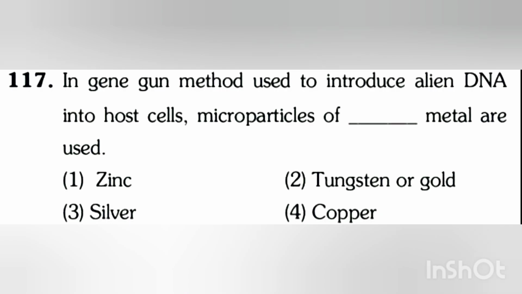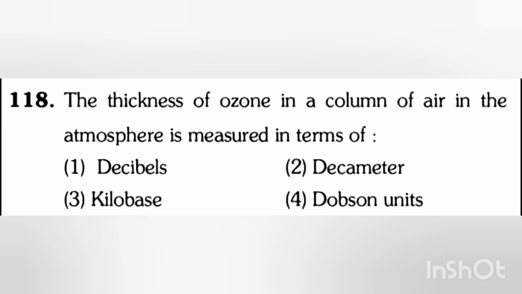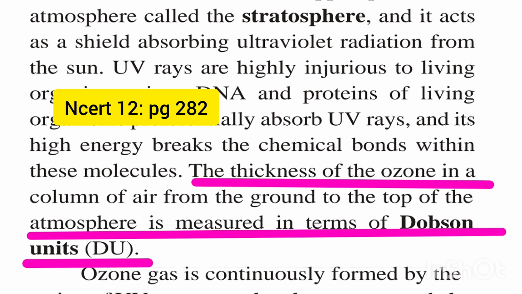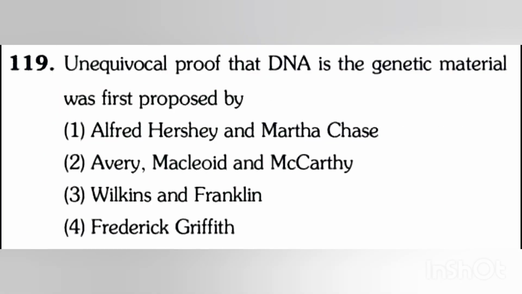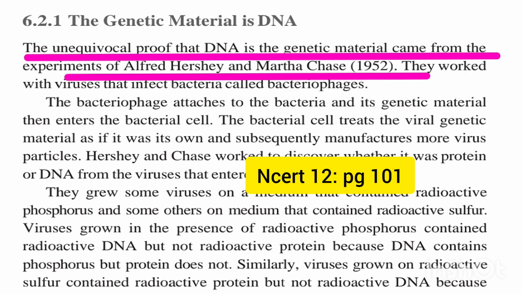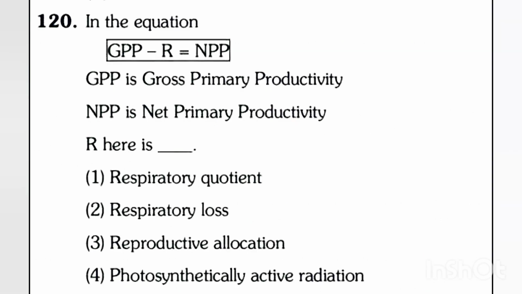In gene gun method used to introduce alien DNA into host cell, microparticles of dash metals are used. Tungsten or gold. The atmosphere is measured in the terms of Dobson unit. Unequivocal proof that DNA is the genetic material was first proposed by Alfred Hershey and Martha Chase. In the equation GPP minus R equals NPP, GPP is gross primary productivity, NPP is net primary productivity, R here is respiratory loss.